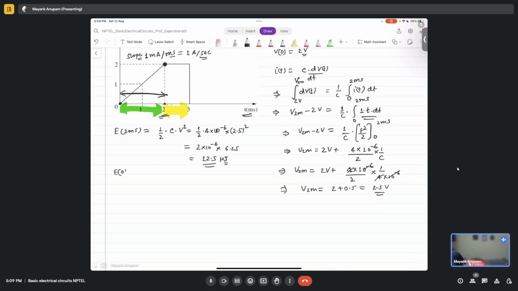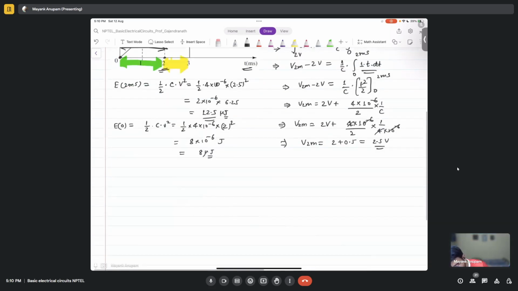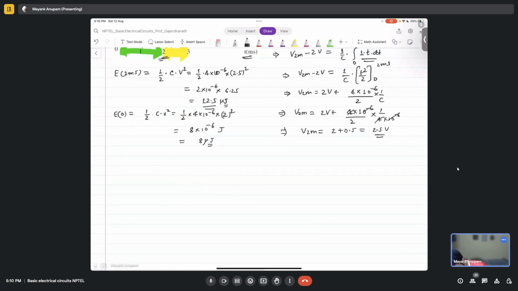So what was E of 0? Half into C into V squared, which is half into 4 into 10 to the power minus 6 into 2 volts, right? So 4 into 4 is 16, by 2 is 8, 8 into 10 to the power minus 6 joules, which is 8 microjoules, correct?